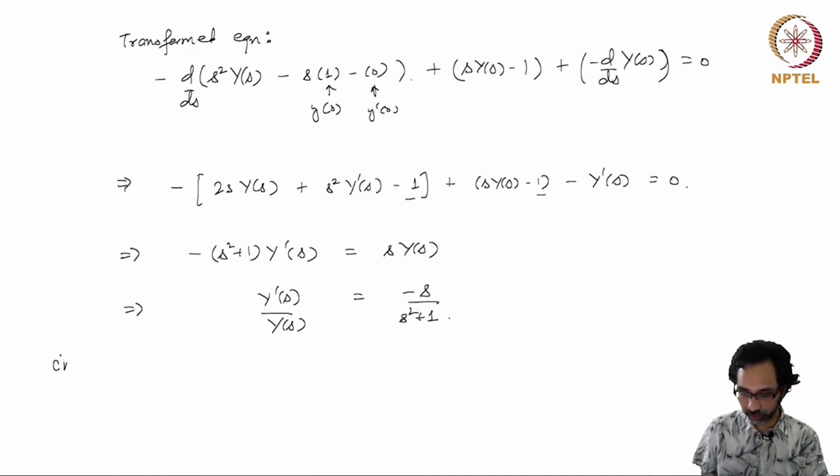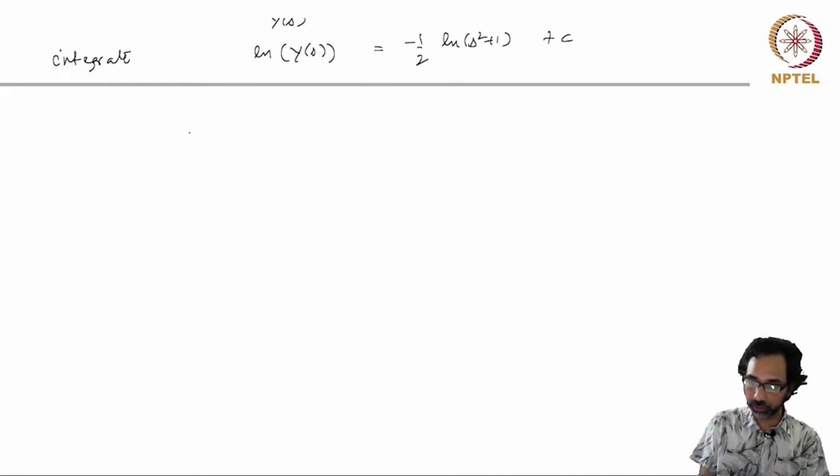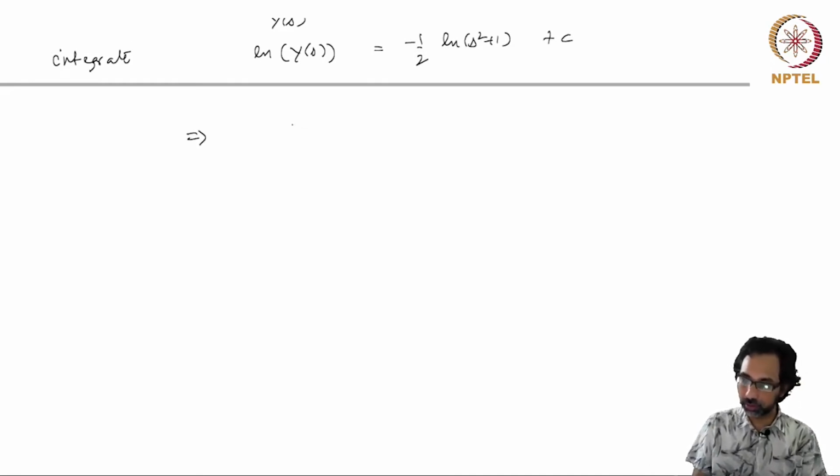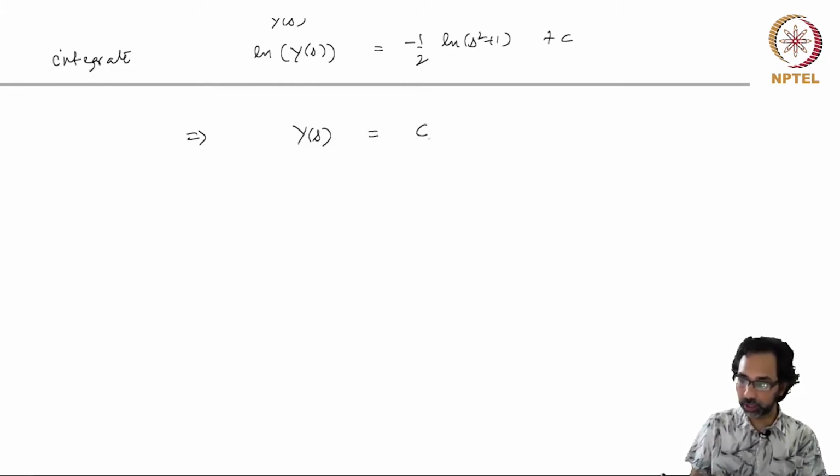So one can integrate on both sides to get log of Y(s) on the left side, and on the right side minus half log of s squared plus 1 plus a constant of integration c. So this implies that if you take the exponential on both sides, you get Y(s) equals c over square root of s squared plus 1. So now we have to determine c.